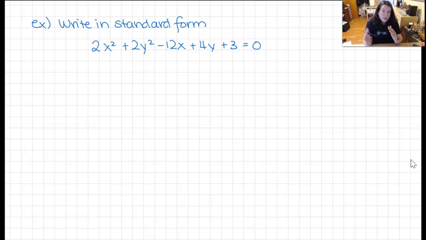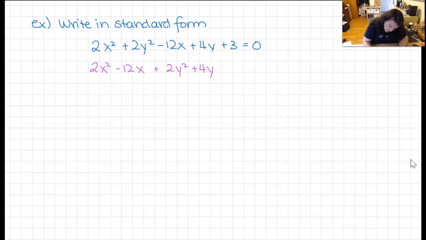Okay, so again, I'm going to collect all the x's and the y's together and then put everything else without an x and y on the other side. So we got 2x squared minus 12x plus 2y squared plus 4y. We're going to put that 3 on the other side. So there's my first step. So my second step, just to save some writing steps, I'm going to go ahead and start leaving gaps for when I do the next step of completing the square.